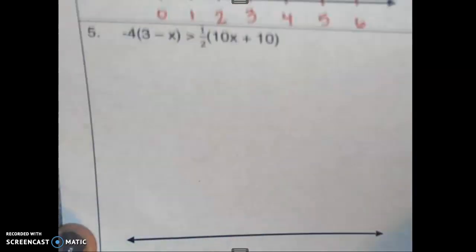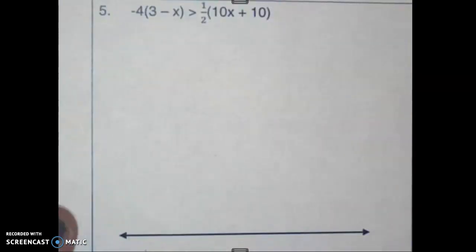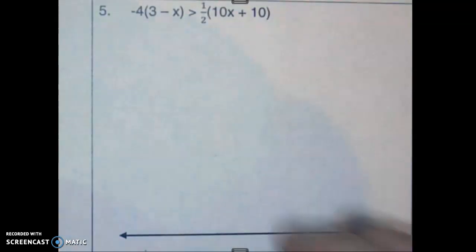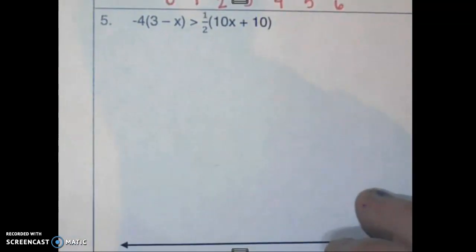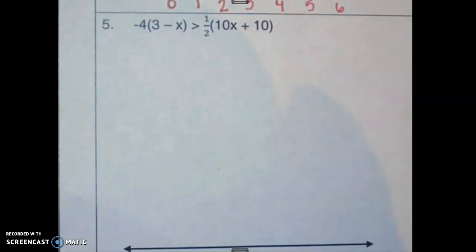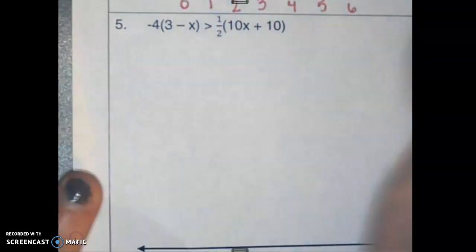Alright, number 5. They just keep getting more and more challenging. Alright, do we want to try number 5 on our own? Yes. Alright, go ahead and try number 5 on your own. Let's go ahead and look at this one.